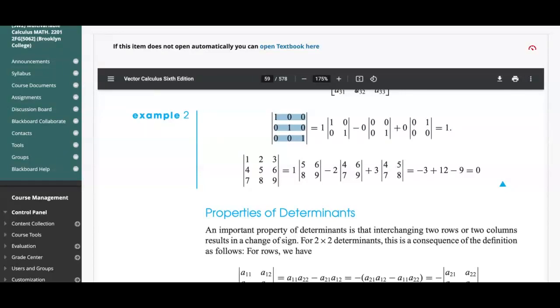That strategy is the same as the cofactor expansion of a matrix. Yeah, if you have learned linear algebra, yes.